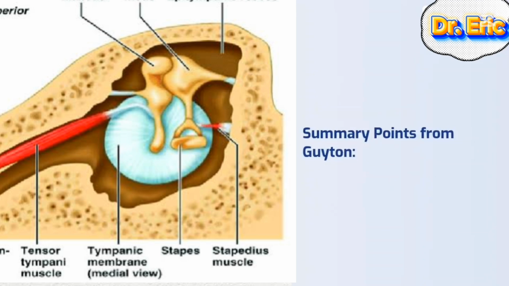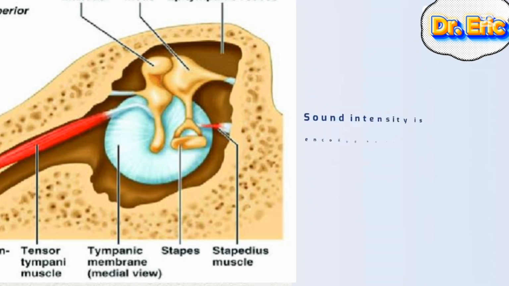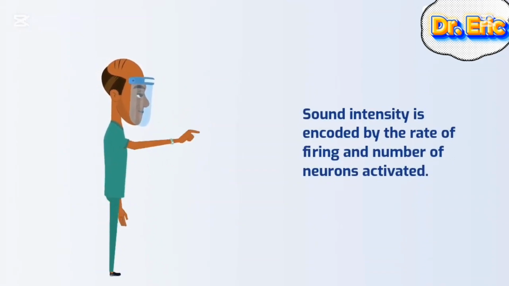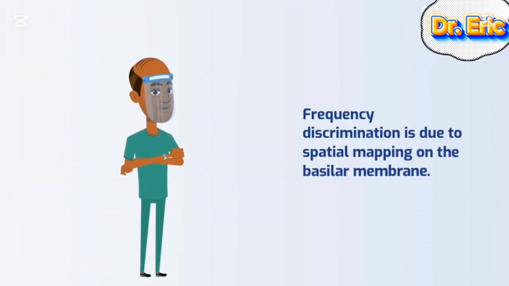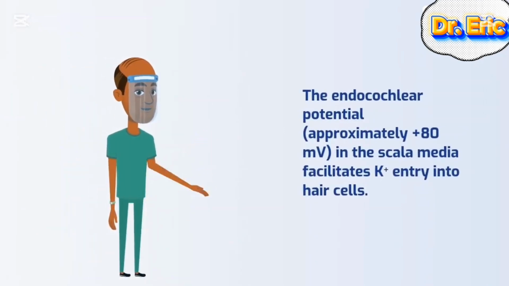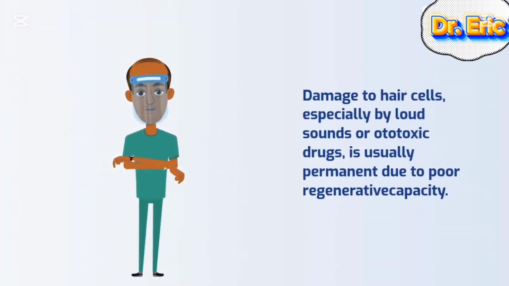Summary points from Guyton. Sound intensity is encoded by the rate of firing and number of neurons activated. Frequency discrimination is due to spatial mapping on the basilar membrane. The endocochlear potential, approximately +80 mV, in the scala media facilitates K+ entry into hair cells. Damage to hair cells, especially by loud sounds or ototoxic drugs, is usually permanent due to poor regenerative capacity.